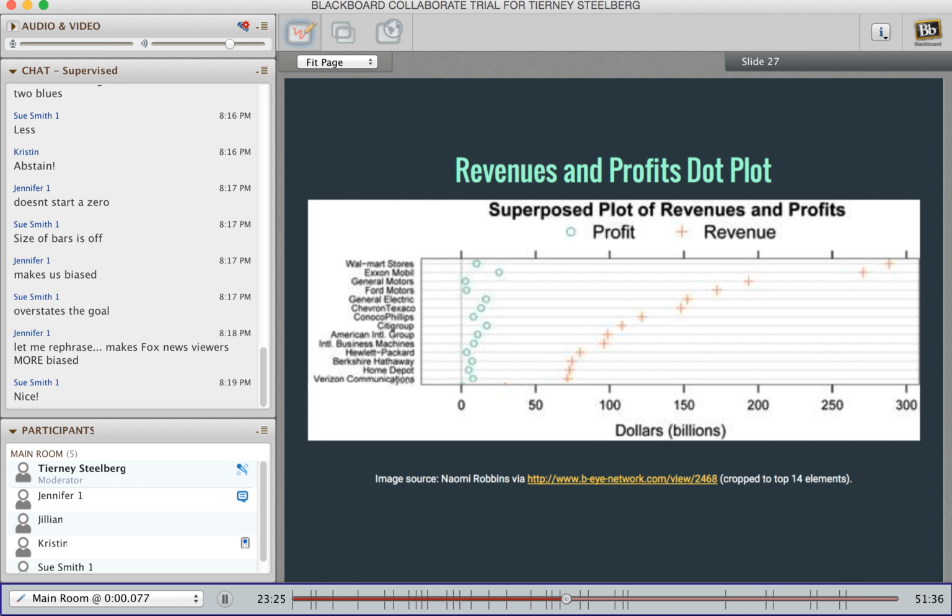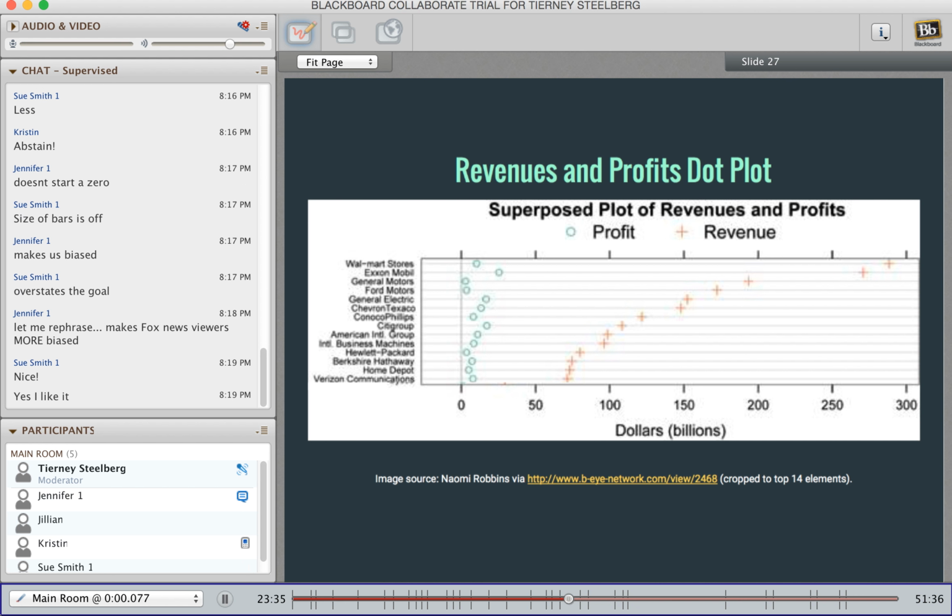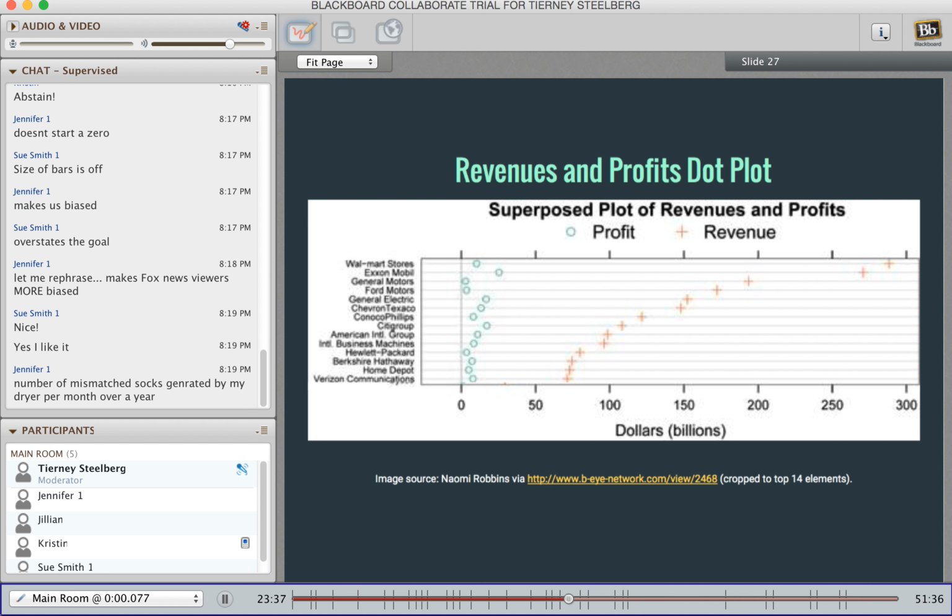Smith says, nice. Does that mean that you like the dot plot, or was that a reply to Jennifer's comment? She says she likes it. And Jennifer says, number of mismatched socks generated by my dryer per month over a year. That would be a very interesting dot plot, I'm sure.